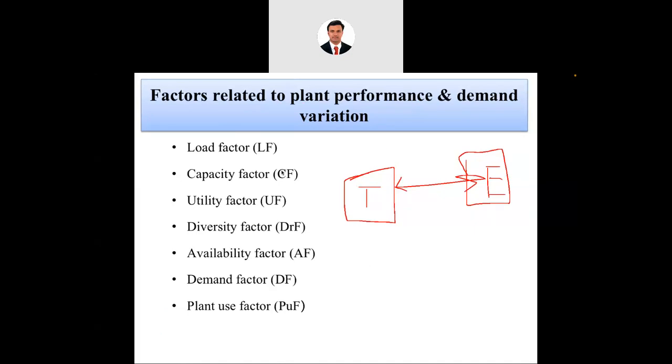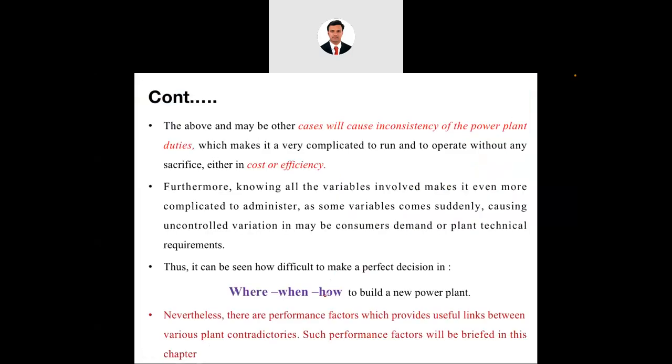We have to consider these factors whenever we carry out the economical analysis: the load factor, capacity factor, utility factor, diversity factor, availability factor, demand factor, and use factor of the plant. These are the factors which interconnect the technical side and the economical side of the power plant. Based upon these factors, we can decide where to install a power plant, when to install it, and how to build it.